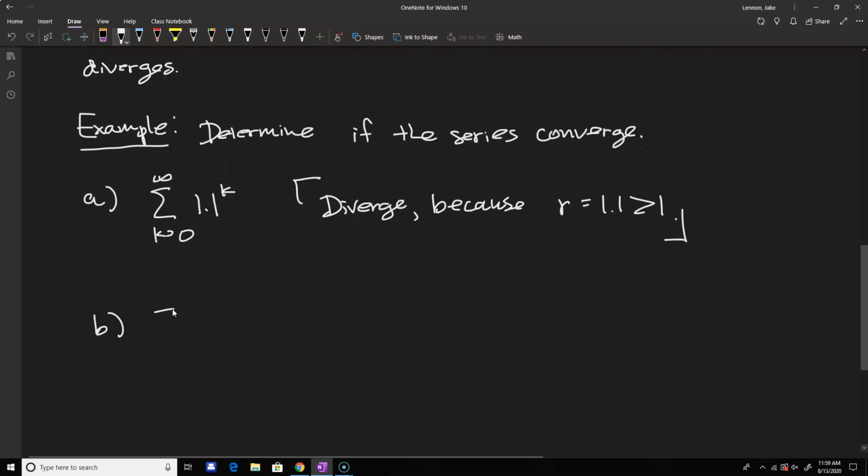For part B, we could look at the series starting again at 0. Again, these indices are often named lots of different things.